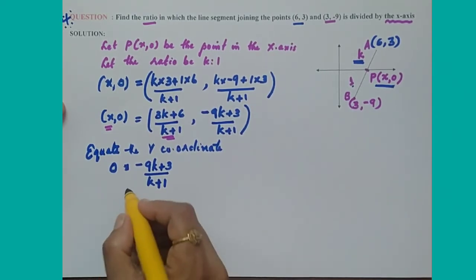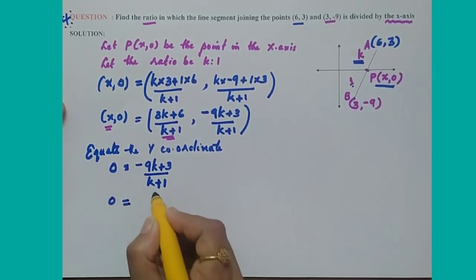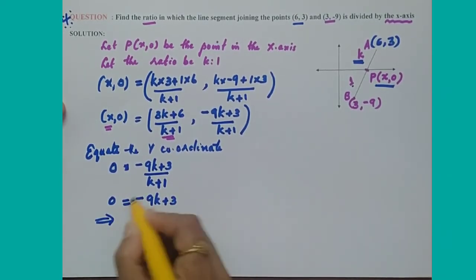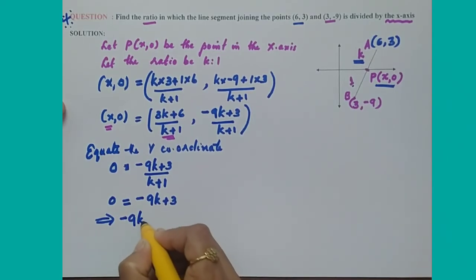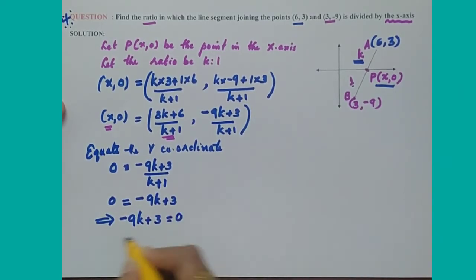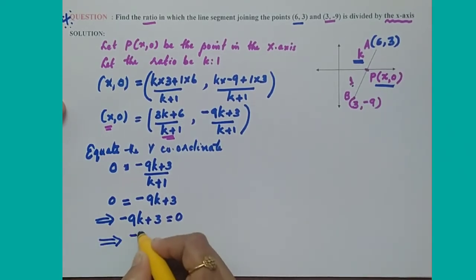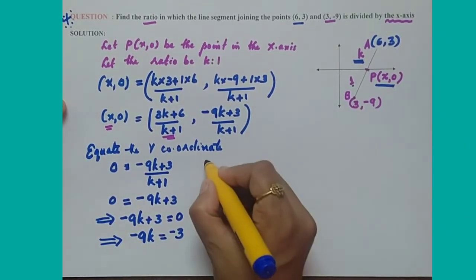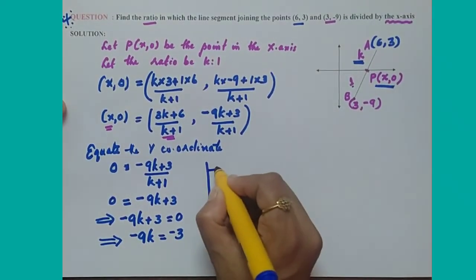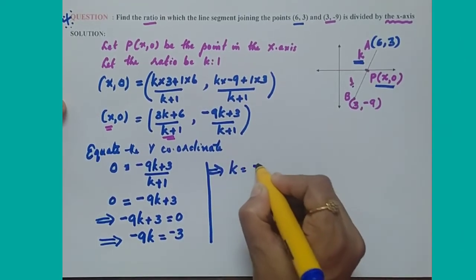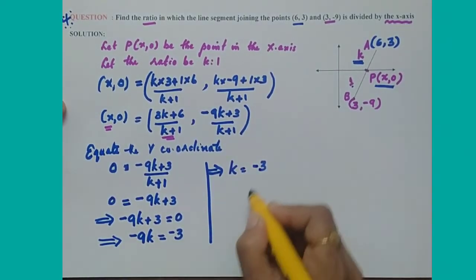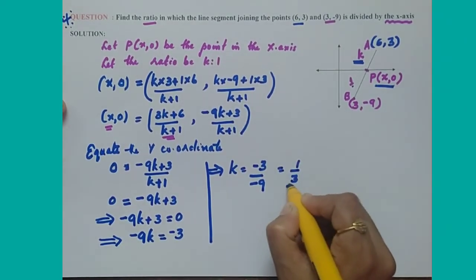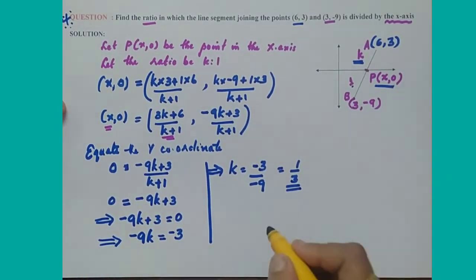So cross multiply, you get 0 into any number is 0, equals minus 9k plus 3, which is the same as, transposing the sides, minus 9k plus 3 equal to 0. From this we can write minus 9k equals minus 3, as plus 3 goes to the right side and becomes minus 3. So which implies k equals minus 3 over minus 9, the multiplication goes to the right side and becomes division. Writing in the simplest form we will get 1 by 3 as the answer. So k equal to 1 by 3.